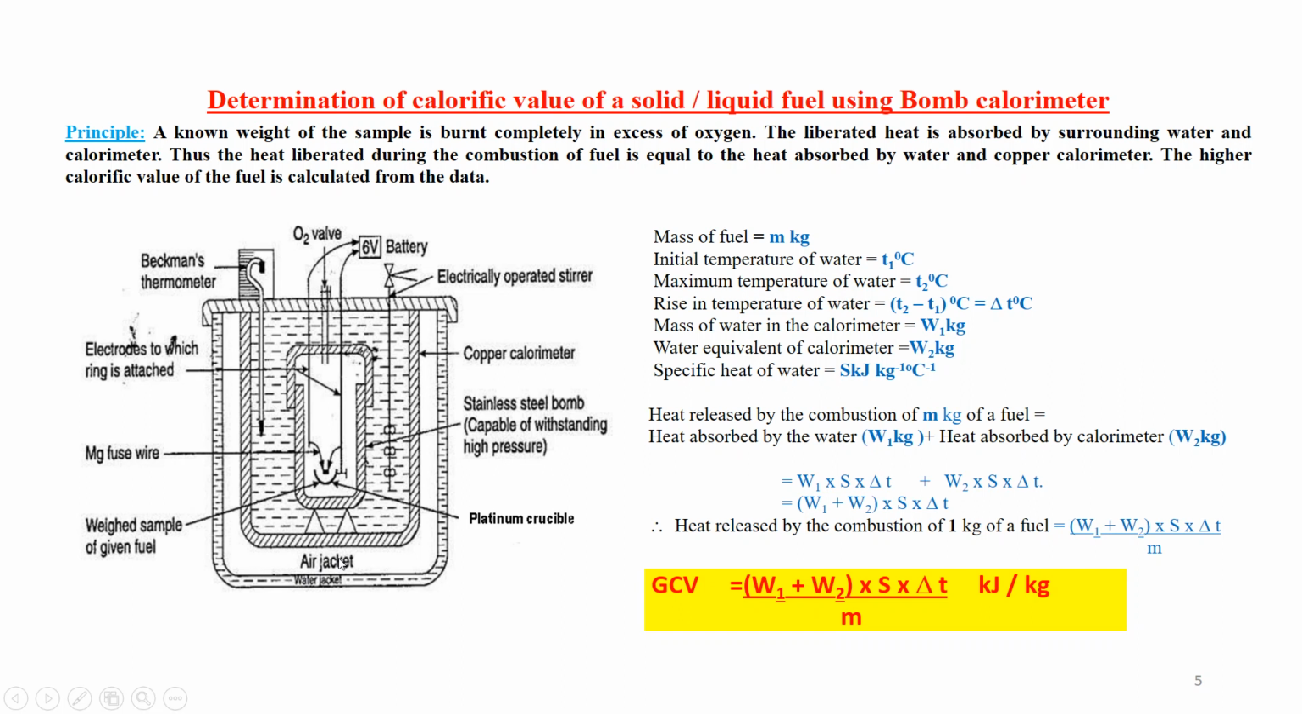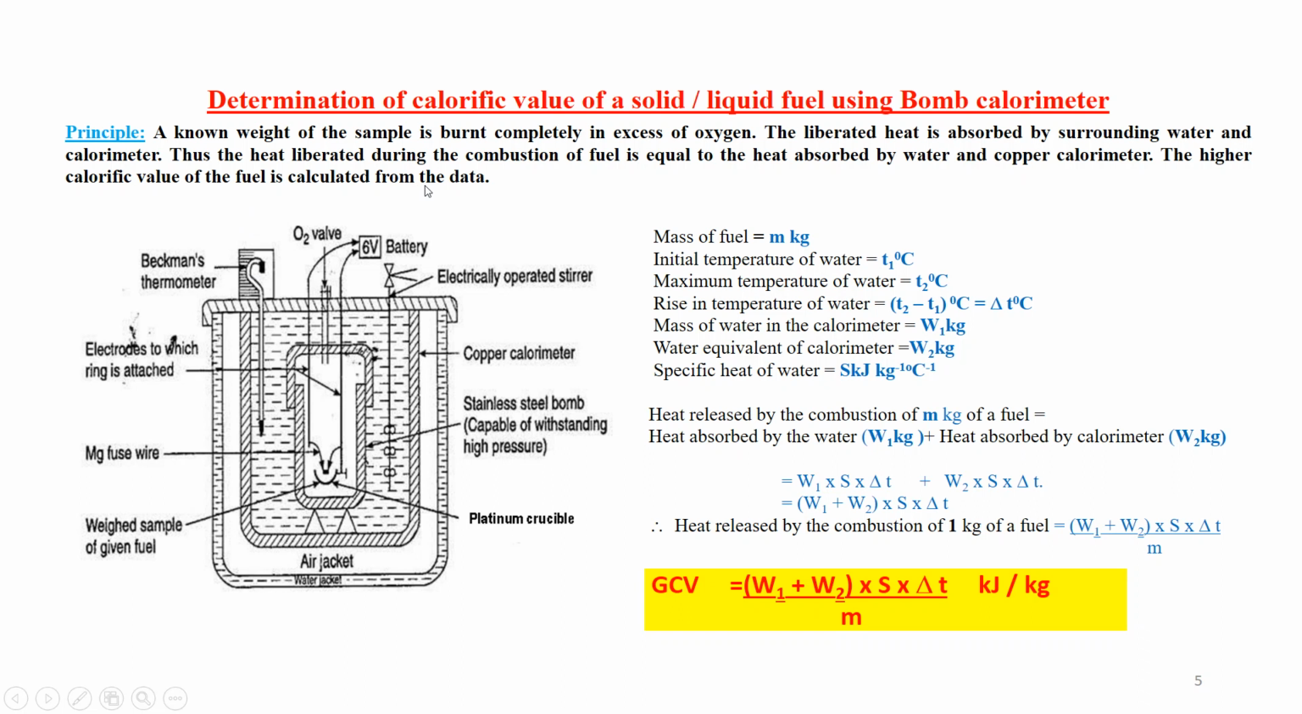Now what's the principle behind this determination? A known weight of the sample is burned completely in excess of oxygen. So when we burn this chemical fuel using excess of oxygen, the liberated heat is absorbed by the copper calorimeter and the weighed mass of water.